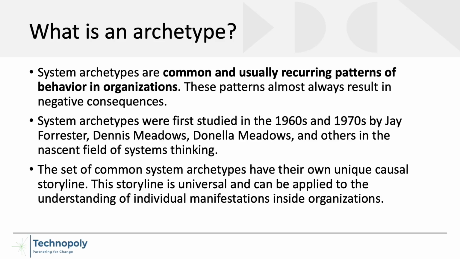Archetypes have been studied quite early since the 1960s by Jay Forrester, Dennis Meadows, Donella Meadows, who are the pioneers in the field called system dynamics. Systems thinking is actually an offshoot or a more management perspective of what we call system dynamics. There are common system archetypes that we would like to go to, and each of these archetypes have their own unique storyline. And the goal for us is to understand what's the storyline in your system so that we can understand it better and how we can address the underlying structure and behavior of your organization.